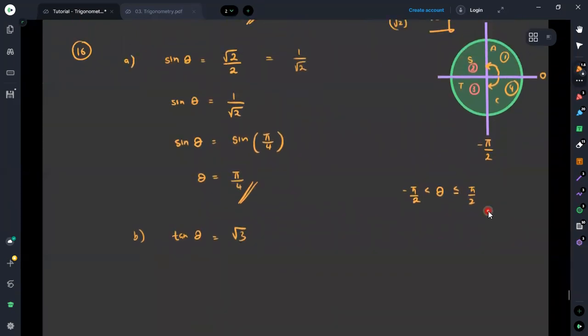Therefore, we can say the value is equivalent to root 3. Then we can form this as tangent. Root 3 can be considered as 5 over 3. Tan 5 over 3 gets the value root 3. Then we can say theta is equal to 5 over 3.